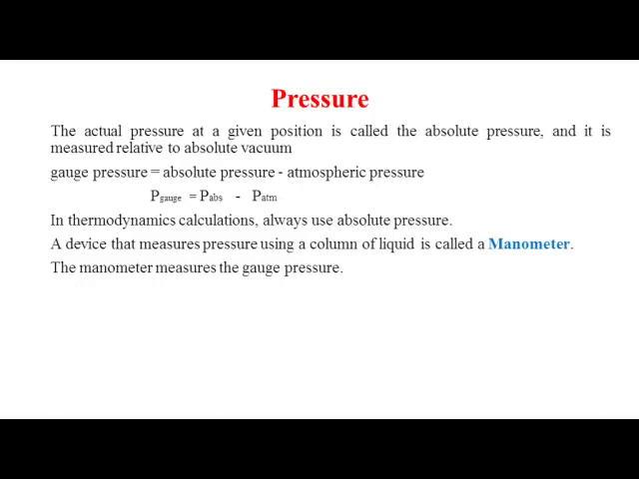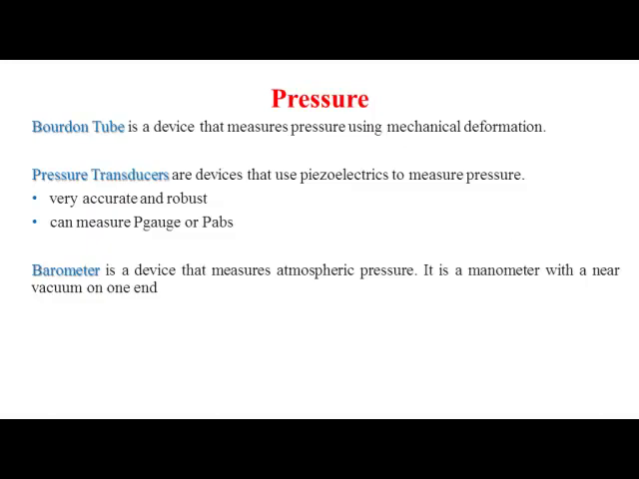A device that measures pressure using a column of liquid is called a manometer. The manometer measures the gauge pressure. Next is the Bourdon tube. It's a device that measures pressure using a mechanical deformation. Then we have pressure transducers. They are the devices that use piezoelectrics to measure pressure.